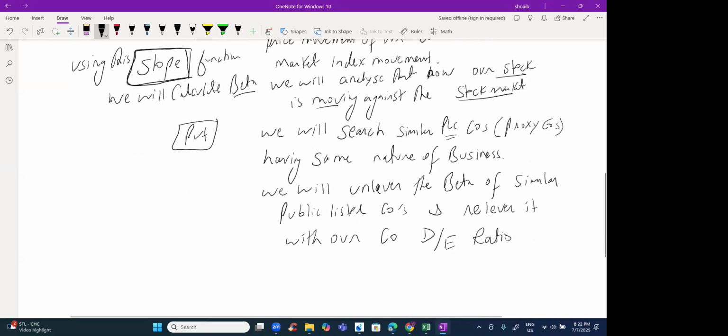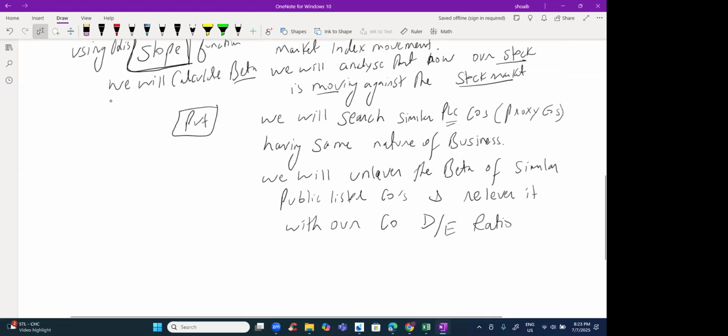Okay, sir. What about the private company? Private company, what is the nature of the private company? Sir, cement. So go to the stock market, identify similar cement companies, unlever the beta of those companies, and relever it with your company's debt equity ratio. And we will do it on Excel, like after a few minutes.